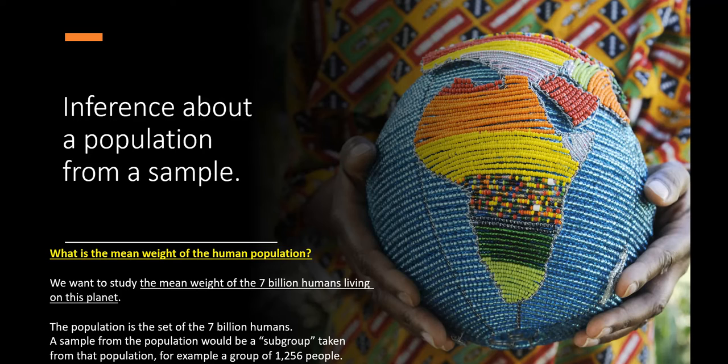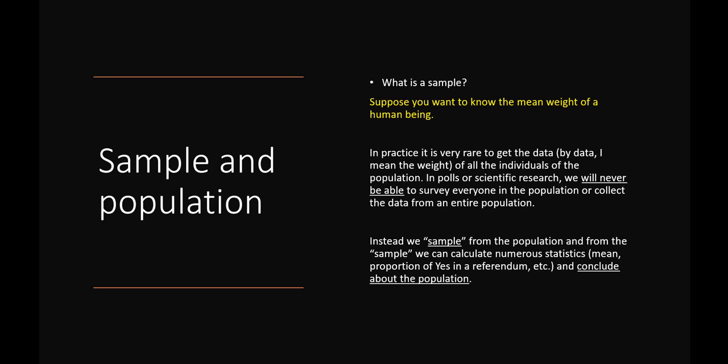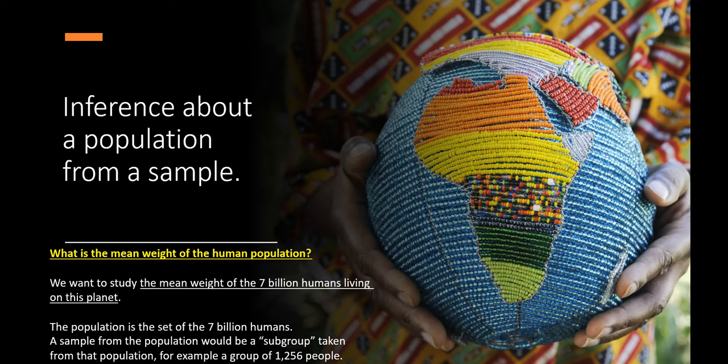So we do what we call inference about a population from a sample. In any statistical study, you will study something from a general population that you cannot measure entirely, basically. And so you will have to take a sample from that population in order to conclude about the big population. The sample will be a summary of your population because you cannot measure all the population.